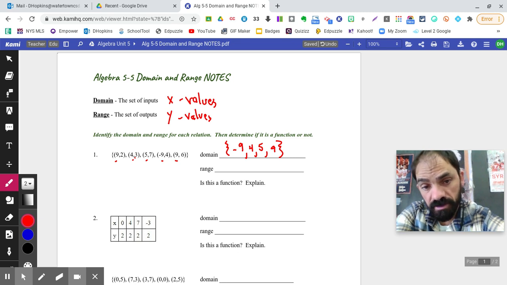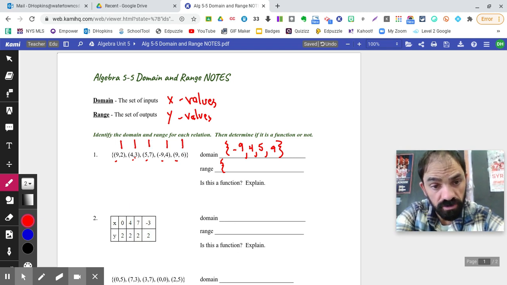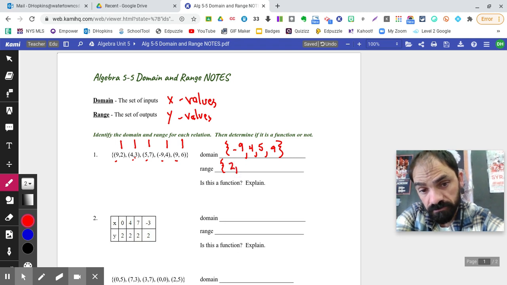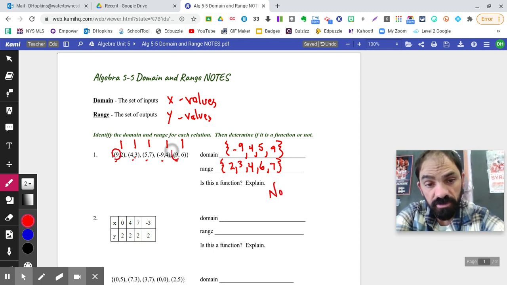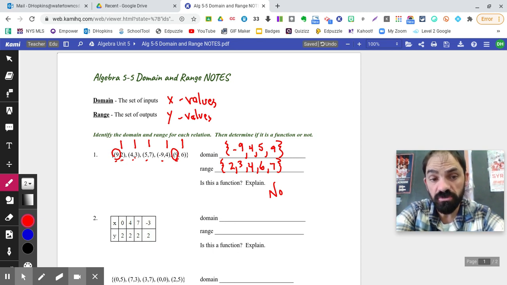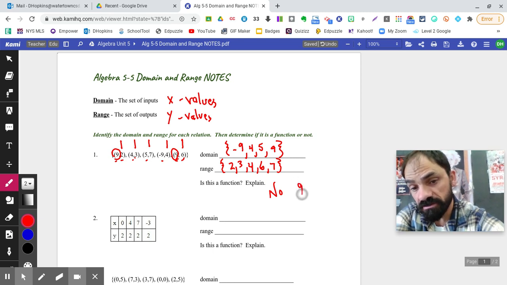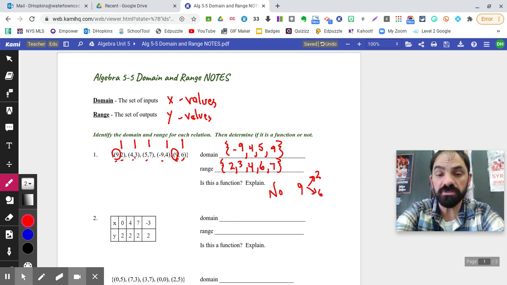Okay, and the range is the y values. So that is 2, 3, 7, 4, 6. So 2, 3, 4, 6, 7. And is this a function? The answer is no, because 9 appears twice, meaning it goes to 2, which is my y value, and it also goes to 6. So as my explanation, I can just say 9 goes to 2 and 6.